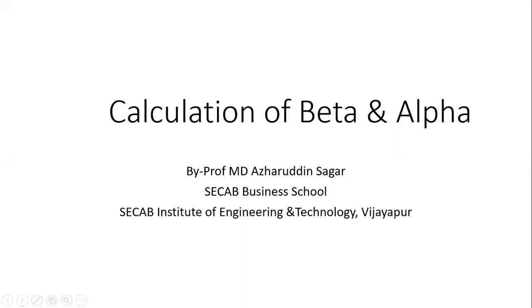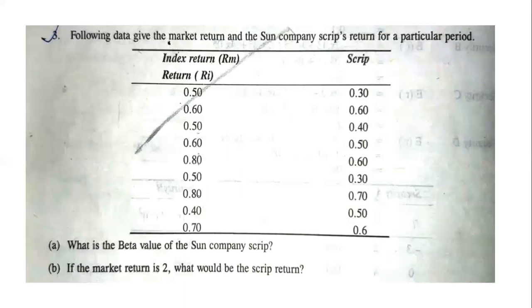Welcome students. So last video we discussed how to calculate the beta, what actually beta is, and alpha, how to calculate alpha. We saw the problem where raw data was given regarding market and stock return. So we calculated a return in percentage, then we used some formula to calculate beta and alpha. So we will see a different type of data given, and let's see how to calculate beta and alpha.